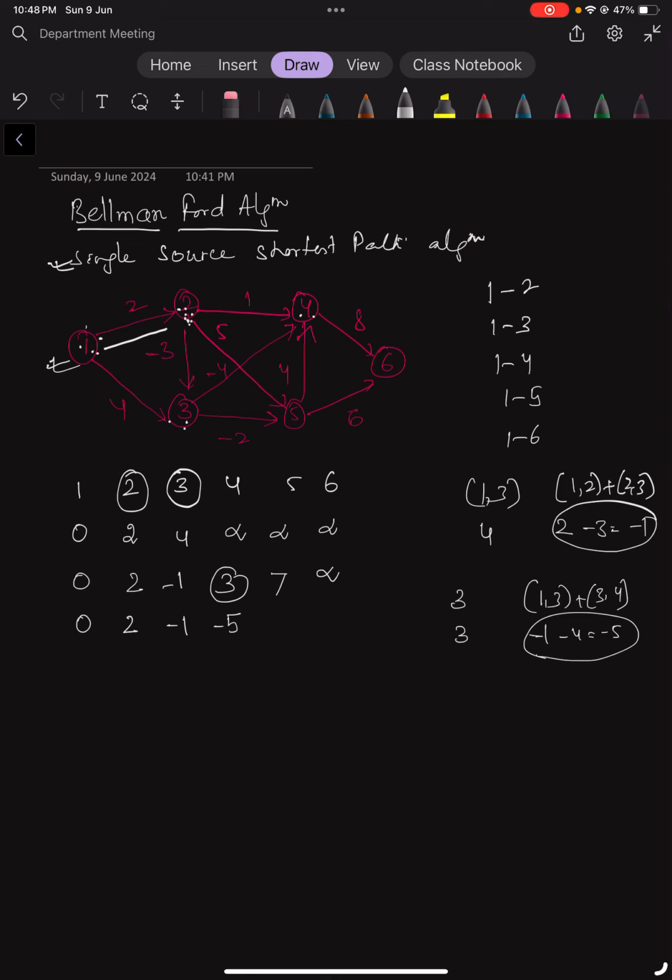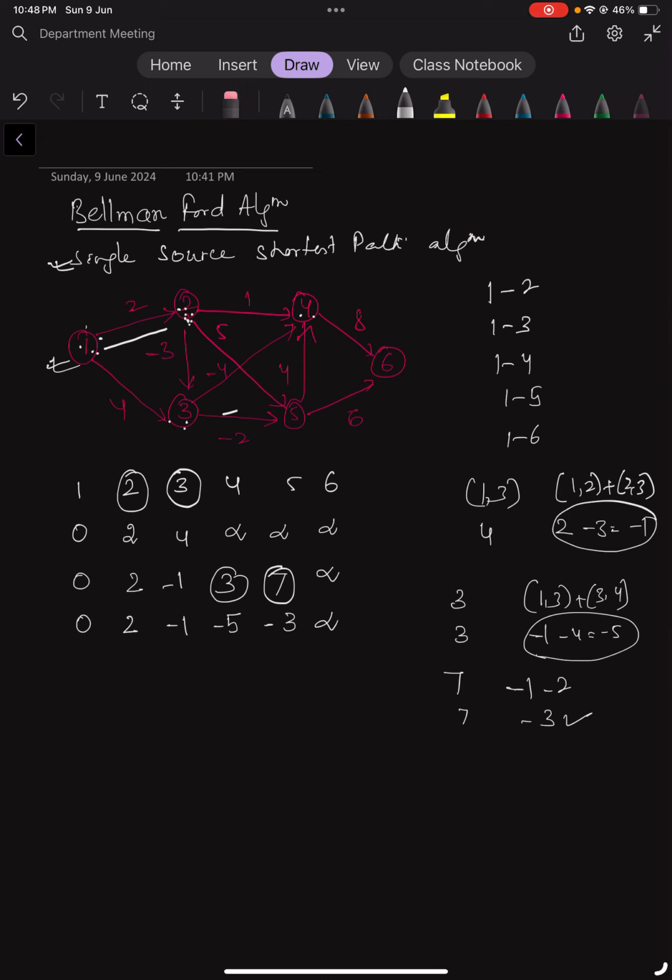In the same way 5 also. What was the distance earlier? That was 7. And now if we consider this 3 as an intermediate node, for 3 it is minus 1, and from 3 to 5 it is minus 2. So this is 7 and minus 3. So this is the smallest distance, so we are going to consider minus 3. And what about 6? Because only 1, 2, 3 are considered, there is no direct edge from any one of these vertices. So this will remain infinity.